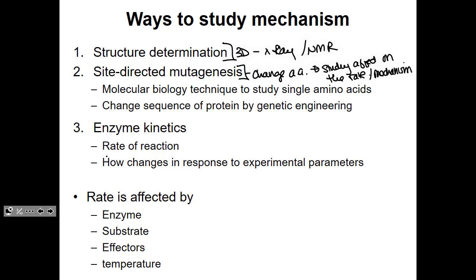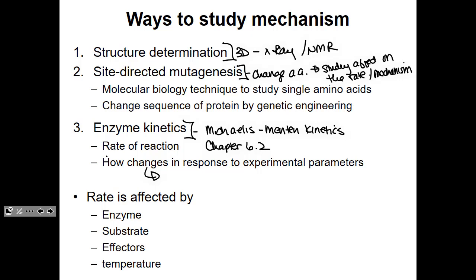We can study the rate of a reaction, or enzyme kinetics. This is often termed Michaelis-Menten kinetics as well. And this is the focus of this chapter 6, part 2. Okay? And so how the rates of reaction change in response to experimental parameters.